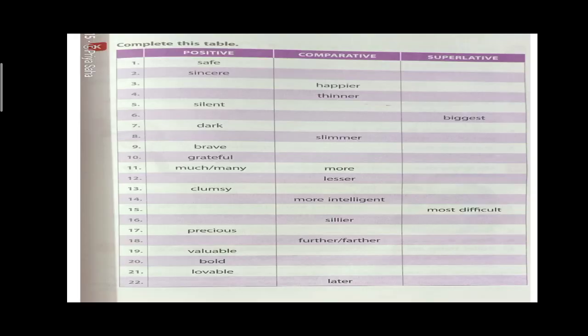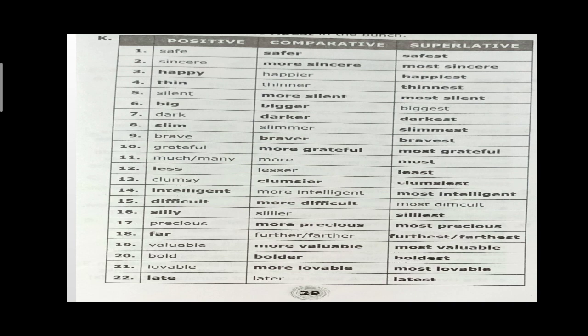Then the next exercise is number K, where you have to complete the sentences with positive, comparative and superlative degrees. So here are the answers. Let me read it out for you. Number 1, safe, safer, safest. Number 2, sincere, more sincere. Number 3, happy, happier, happiest. Number 4, thin, thinner, thinnest. Number 5, silent, most silent. Number 6, big, bigger, biggest.